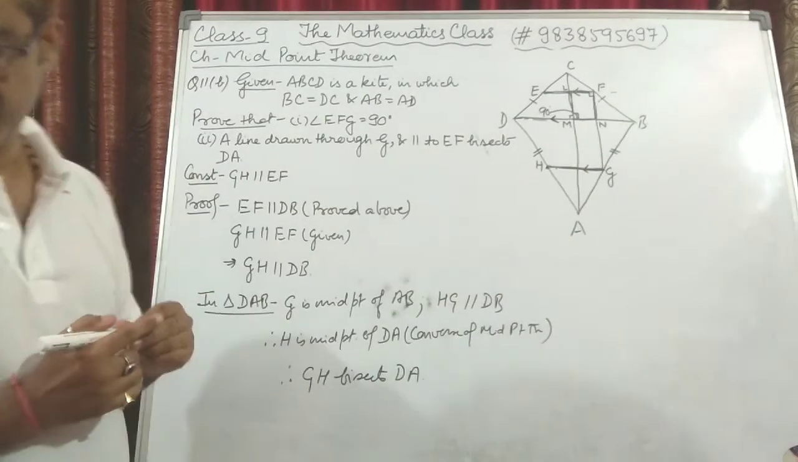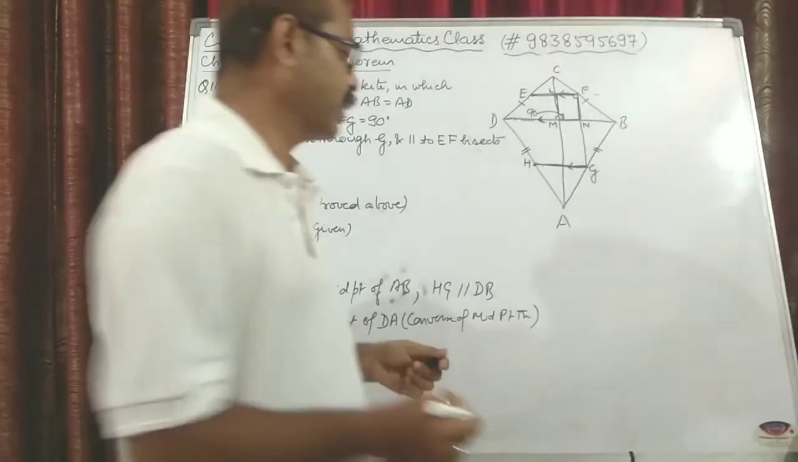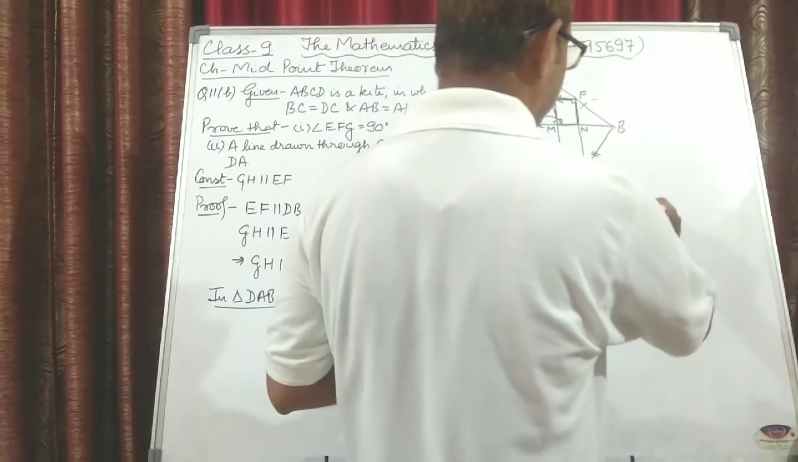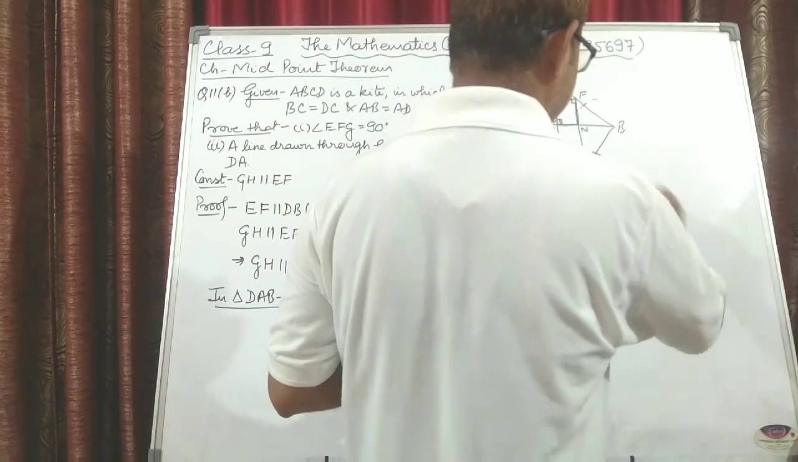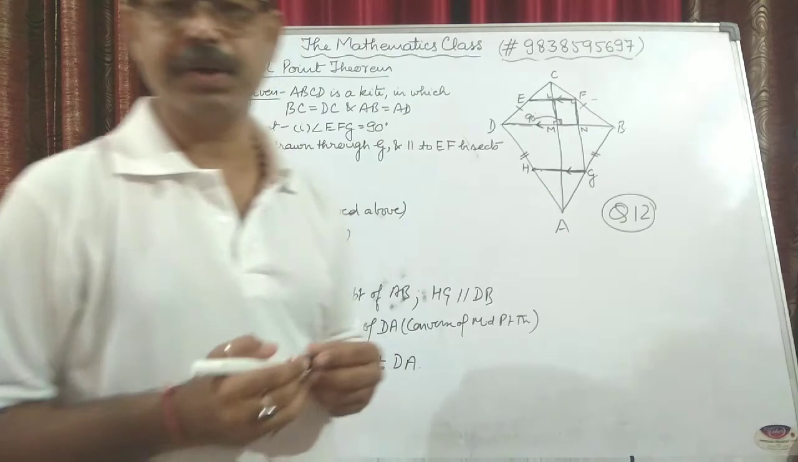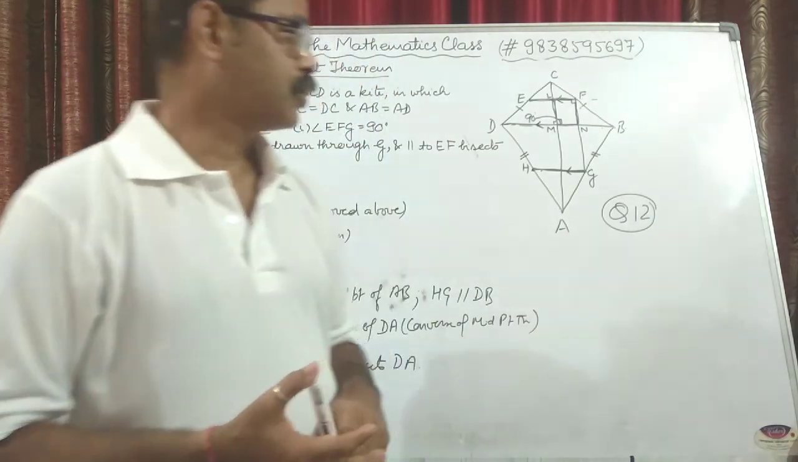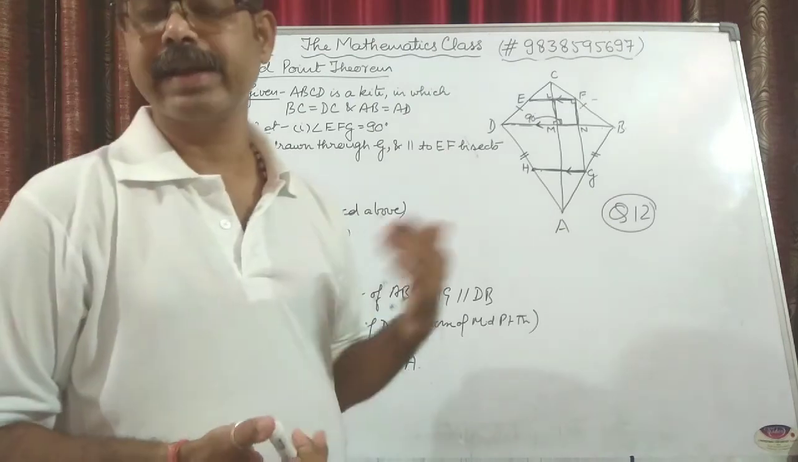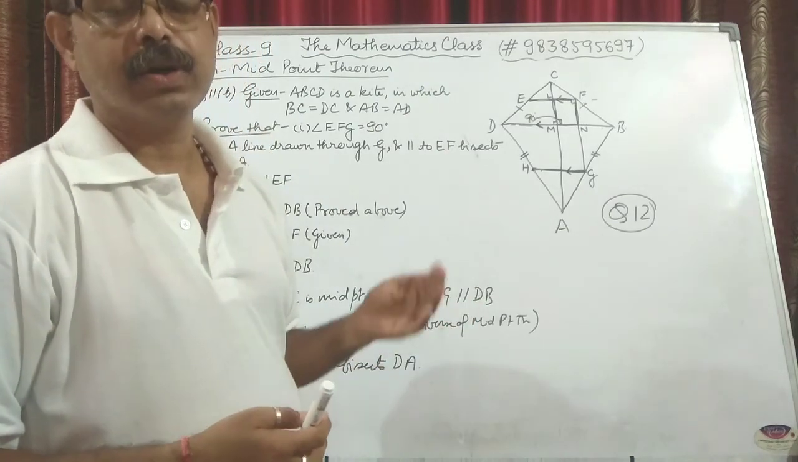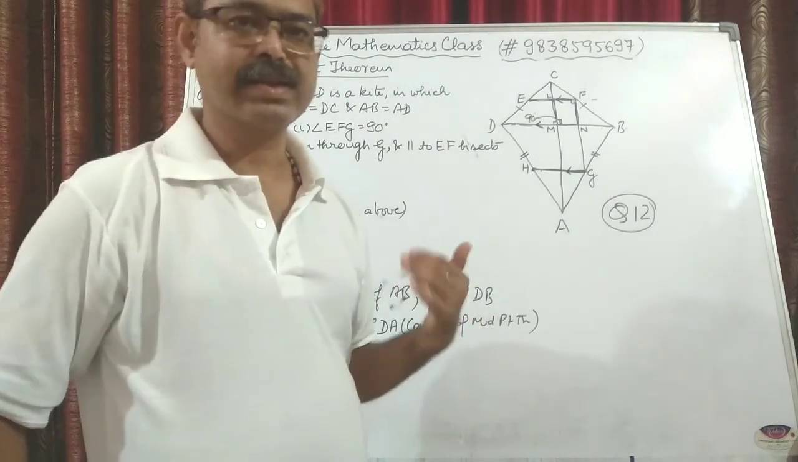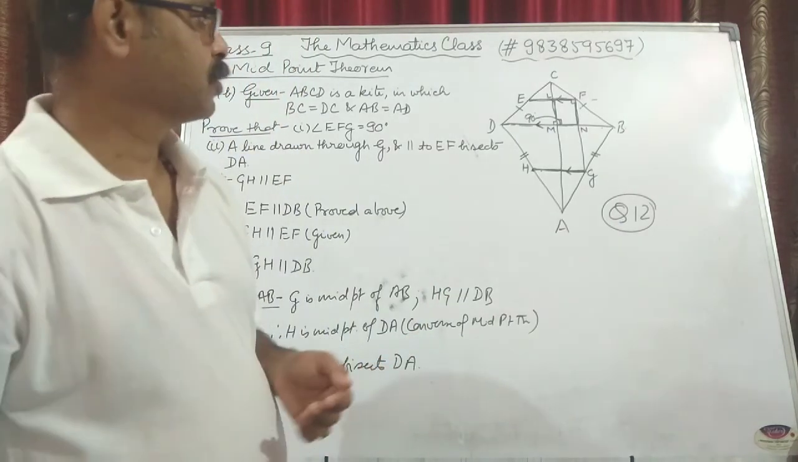Now one question is left, that is question number 12. You all will do this question on your own. This is only based on calculation. That is why I am not taking it, and with this your chapter finishes. The next chapter will be your Pythagoras theorem. In the next class we will start with the Pythagoras theorem.